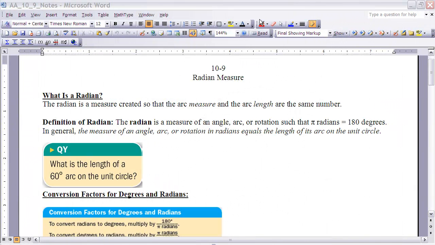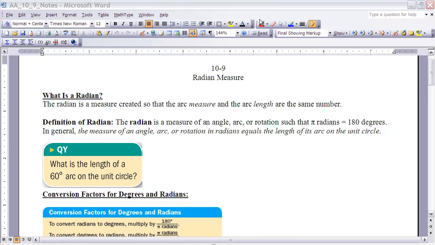All right, this is the notes for section 10.9, radian measures. If you haven't done so already, make sure you pause the video at this time and read section 10.9 before continuing on. So first of all, let's describe what a radian is.